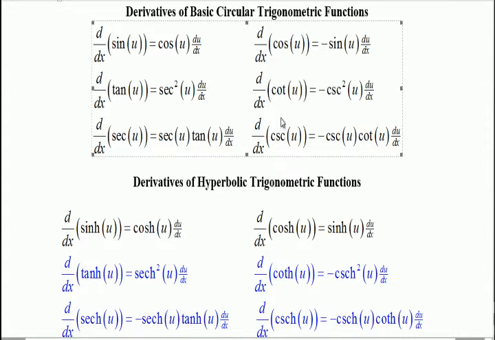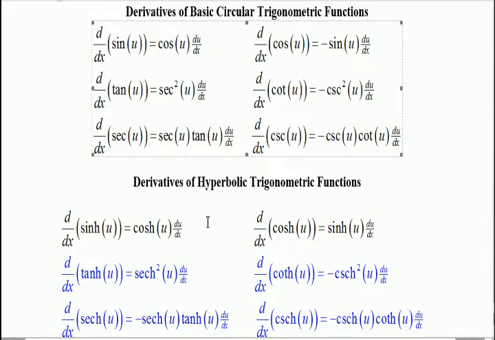Now, all the ones that start with co here have a negative in front, and then there are the cofunctions from over here. So the derivative of sine is cosine. The derivative of cosine is minus sine. So the derivative of cosine of u is minus, or the opposite of, sine of u times the derivative of u. The derivative of tangent u is secant squared of u, so the derivative of cotangent of u is the opposite of cosecant squared of u du. And the derivative of secant u is secant u tangent u, so the derivative of cosecant u is minus cosecant u cotangent u times the derivative of u.